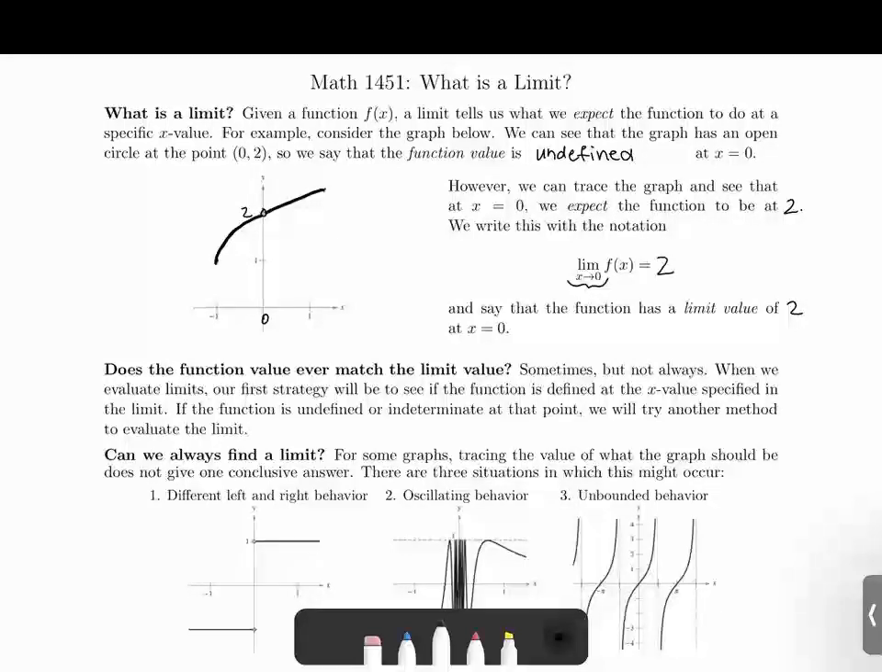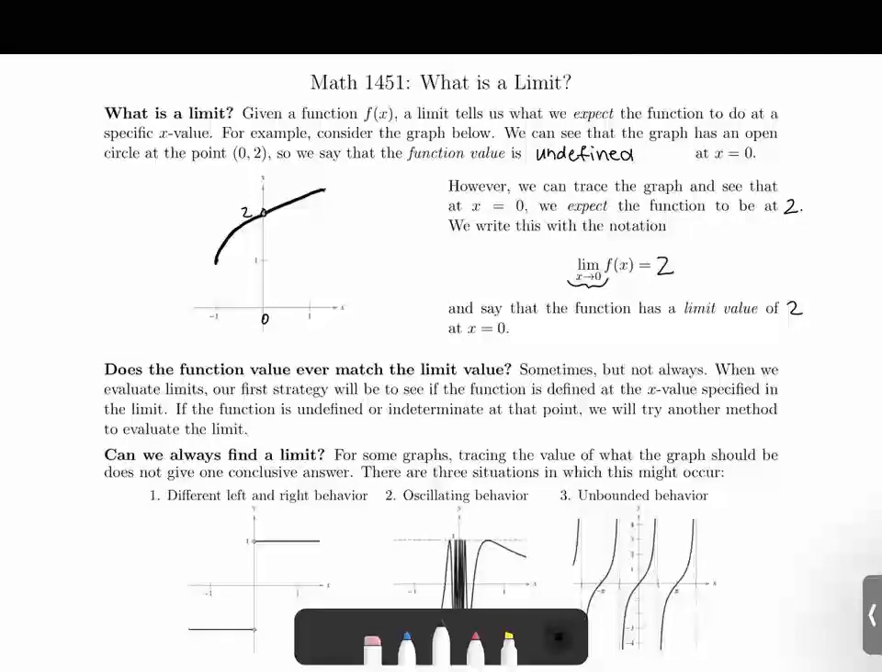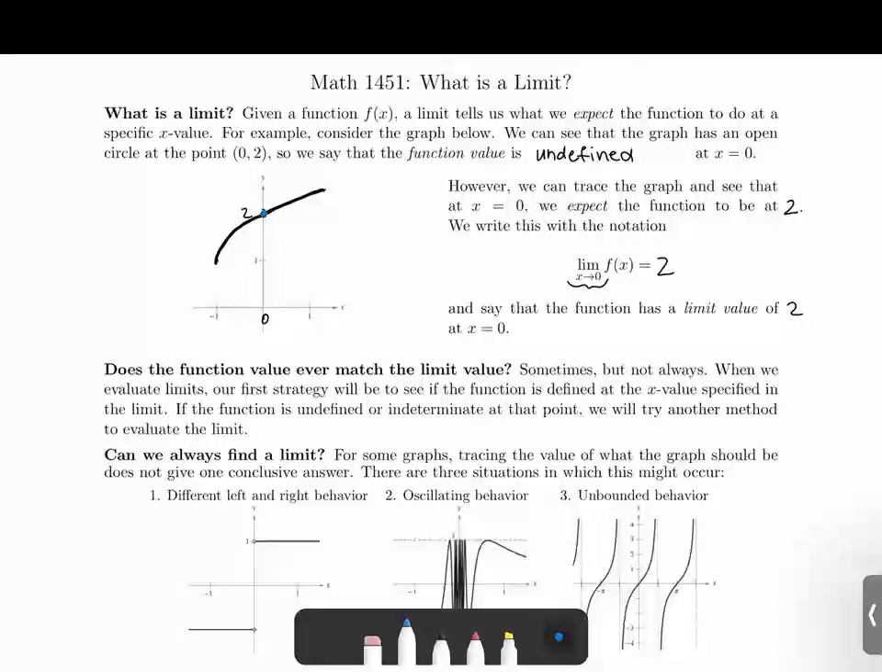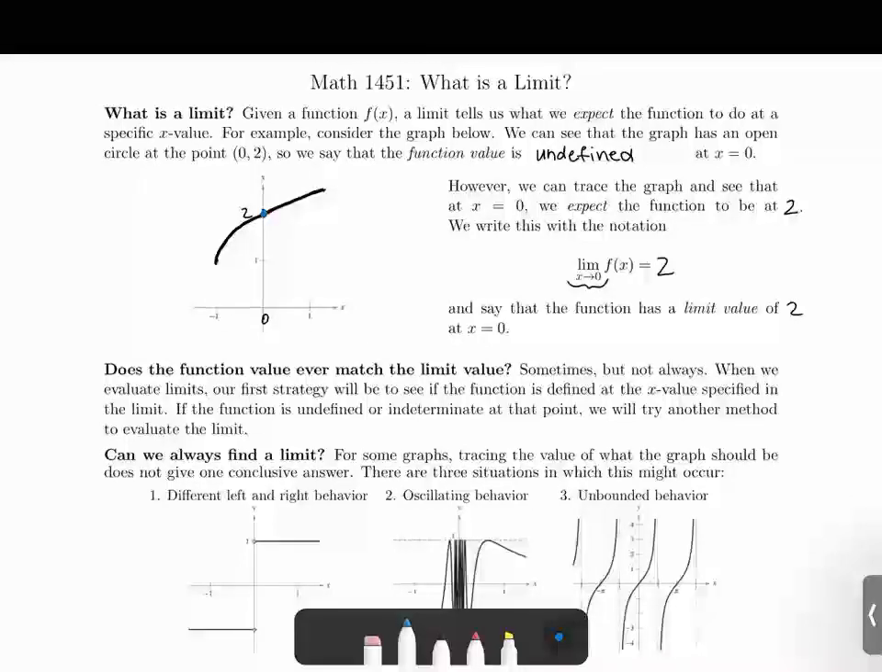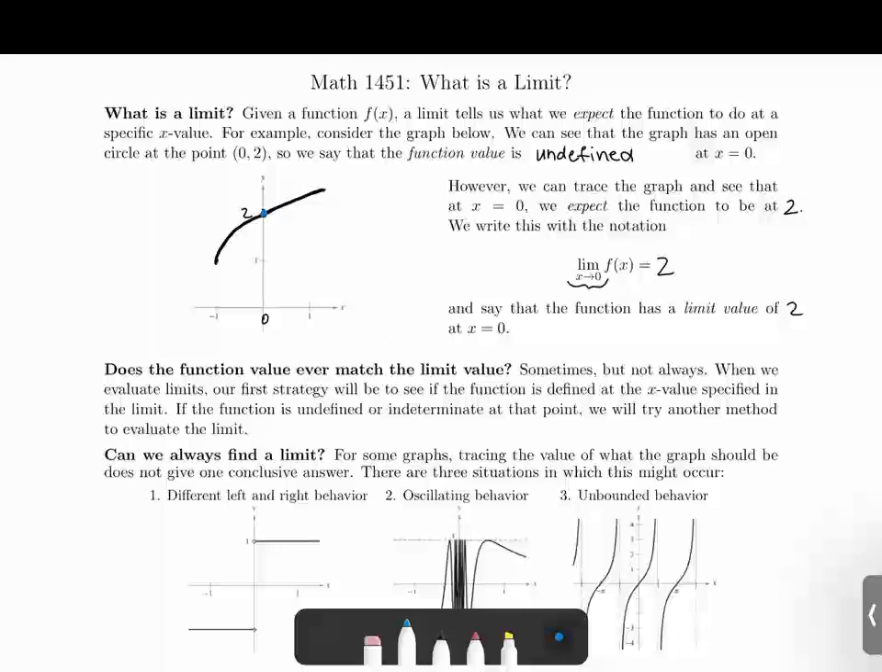So you may ask, does the function value ever match the limit value? The answer is sometimes, but not always, right? If this graph just had a filled in circle here, then yes, our limit value and our function value would be 2. If our graph is not continuous, so if there's a break in the graph in this way, then the limit value and the function value are likely to be different.